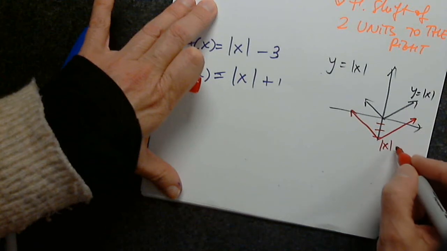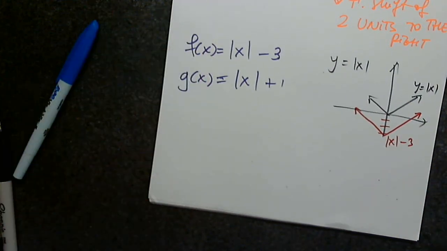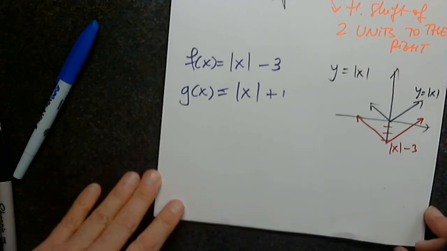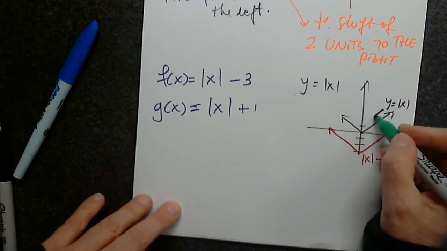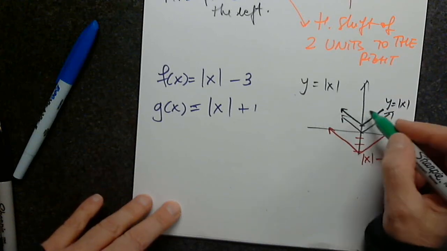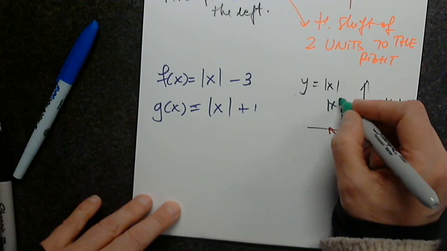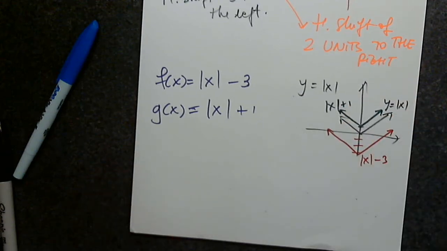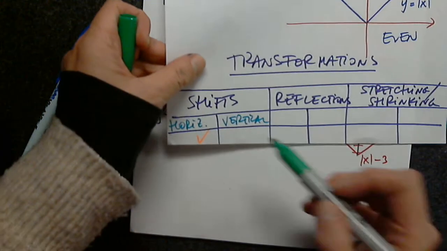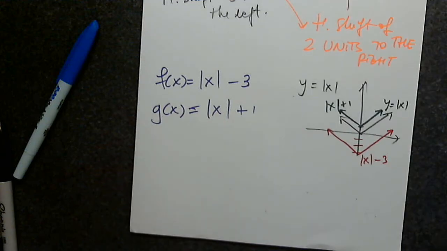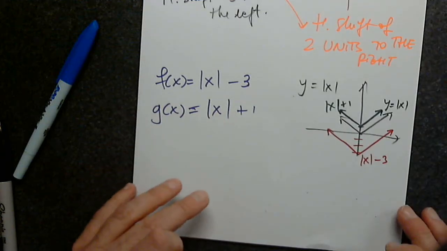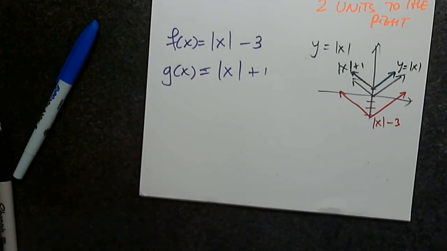So this is the absolute value of x minus 3. Very good. And then where will you graph the absolute value of x plus 1? Yes, so up 1. So this is the absolute value of x plus 1. So this was the second in line. So this is a vertical transformation. Good. So let's move on.